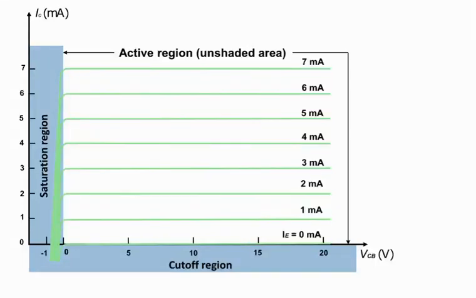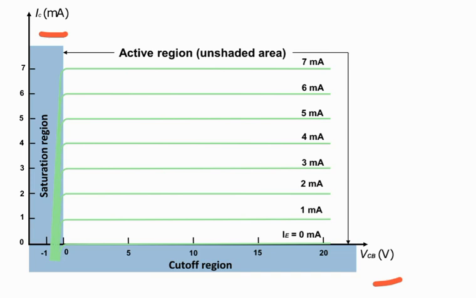Hello, so here we see the output characteristics of a bipolar junction transistor. It's a characteristic between the current on the y-axis and the voltage on the x-axis. The current on the y-axis is the collector current, and the voltage on the x-axis is the voltage across the collector and the base region of the transistor.